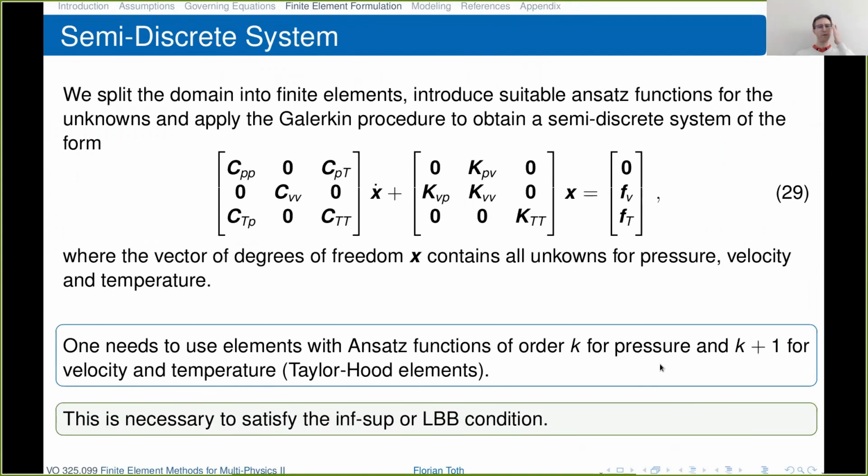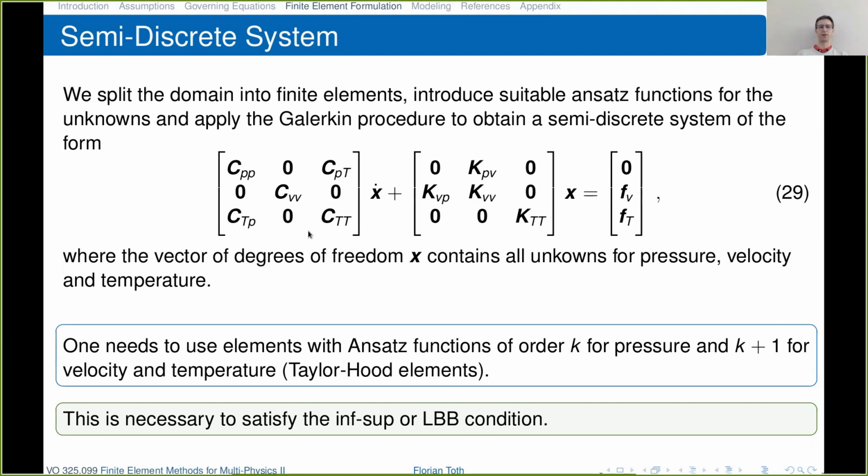Okay, and so now we have the weak form. We can apply the classical Galerkin procedure: we split the domain into finite elements, introduce suitable ansatz functions for the unknowns, and apply the Galerkin procedure, and we obtain a semi-discrete system of the form given here. So we have, one could call it, the damping matrix in front of the unknowns with the first time derivative, and a stiffness type matrix in front of the unknown vector itself, and on the right-hand side we have forcing vectors.